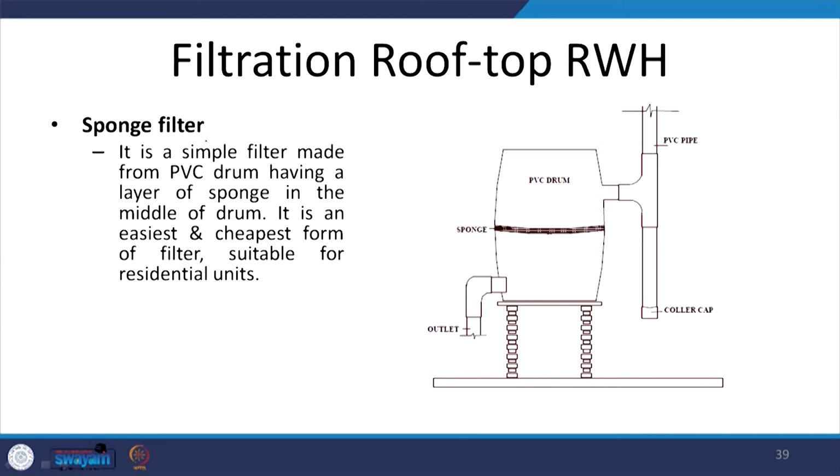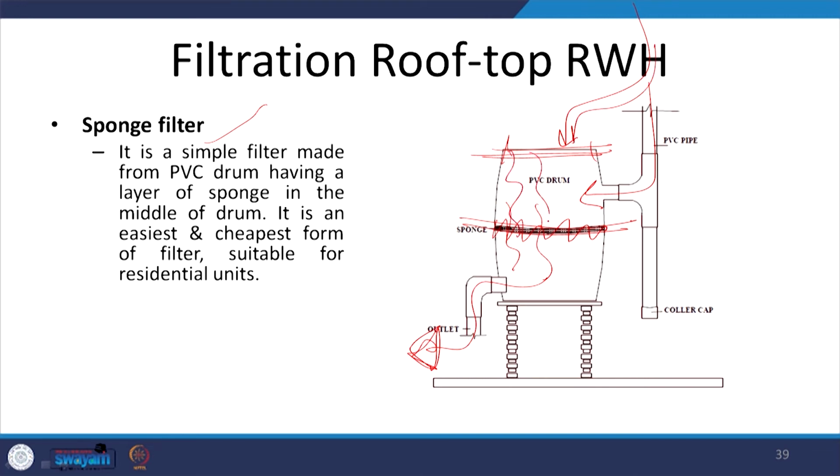The next is a sponge filter. Now, this is also very common, the sponge filter. Here we get the rainwater, there is a sponge layer in between, we filter it, and then this water is available for non-potable uses. The sponge filter is sometimes also available on the top of this drum, where the rainwater which is coming directly falls onto it, and then the sponge cleans and filters this, and the water is available to be used.